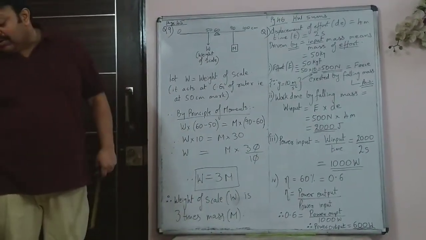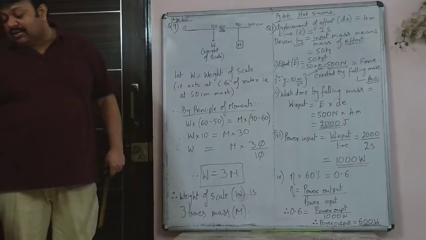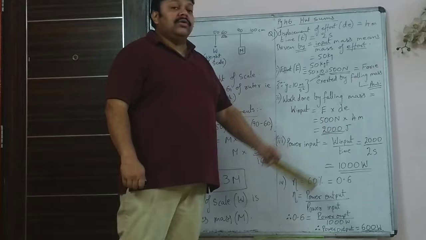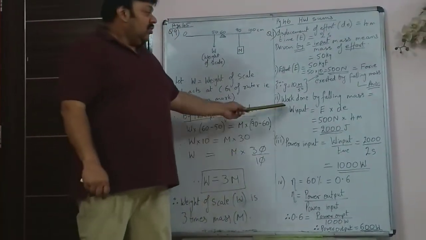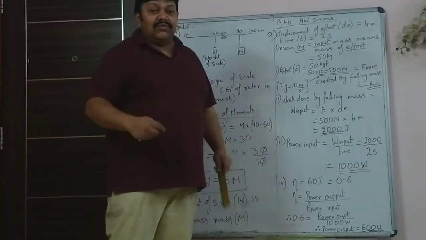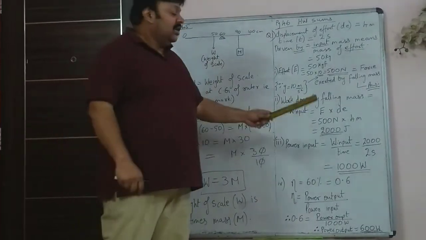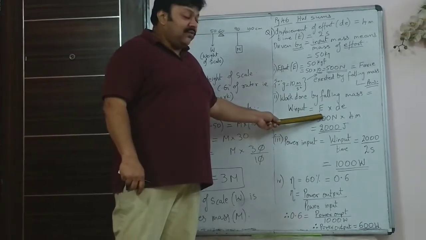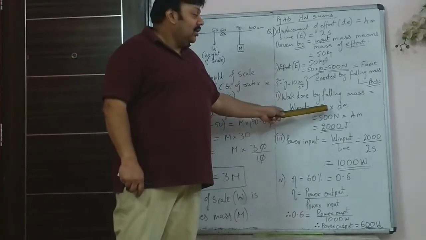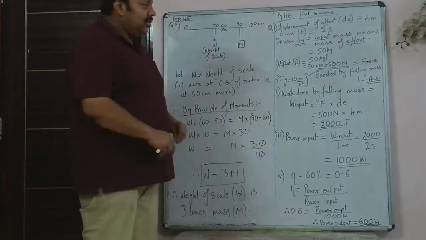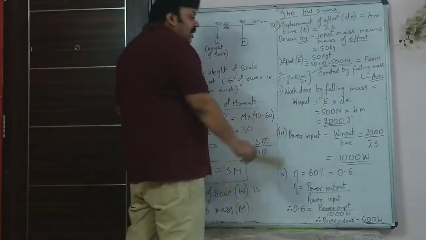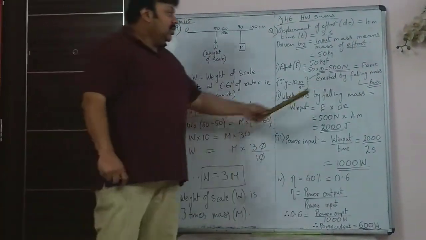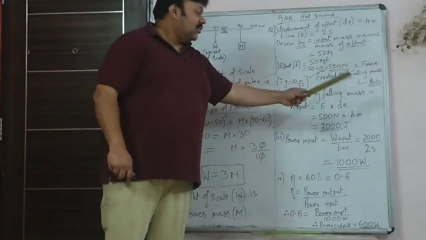The second question asked is, what is the work done by the falling mass in the displacement of 4 meter? Work formula is force into displacement. So the work done by the falling mass, in this case, is the work input. So the input work will be the force, that is effort, on the input side, and the displacement of the effort. Effort you just found, it is 500 Newton, and displacement of effort is 4 meter, which was already given.